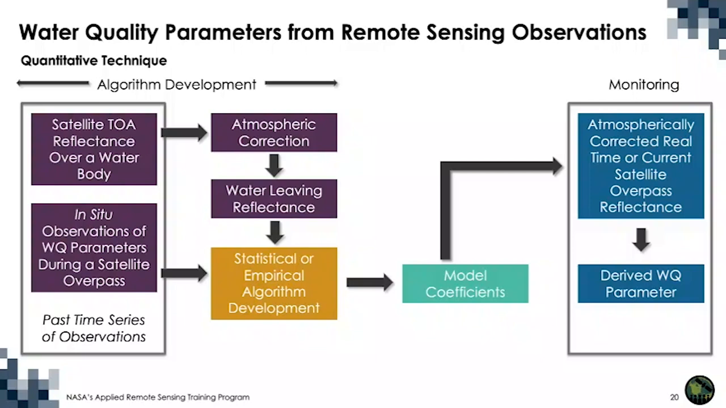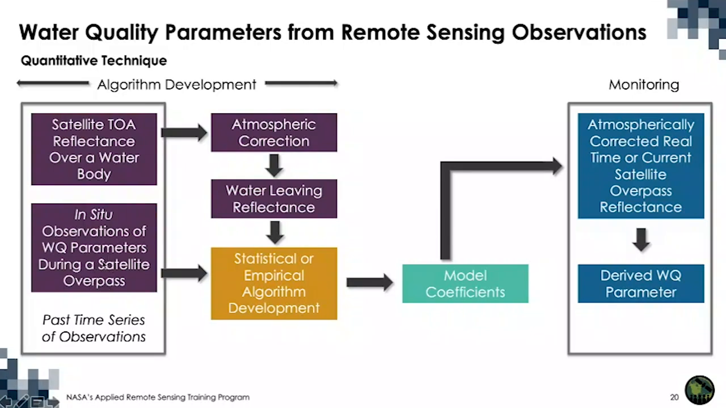This is a schematic of how water quality parameters are generally obtained from satellite observations. There's an algorithm development phase, as you can see here. It uses TOA radiances, top of atmosphere radiances, from remote sensing and applies atmospheric correction to generate water leaving reflectances. So here is TOA, atmospheric correction, and then you have water leaving reflectances. You also have in situ observations of water quality parameters during a satellite overpass.